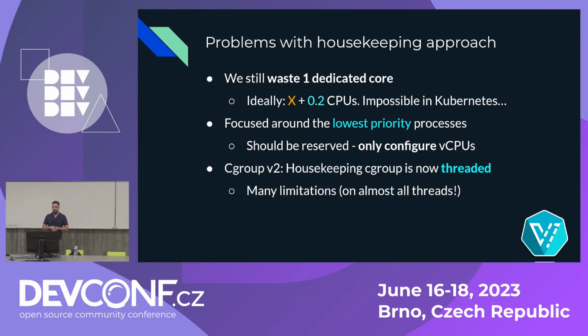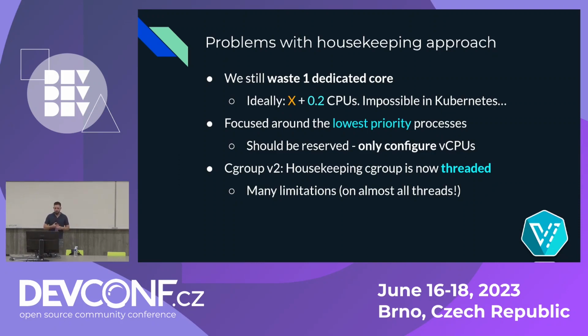So one problem is that we still waste one dedicated core. And ideally, we would have said to Kubernetes, we need X dedicated cores plus 0.2 shared CPUs. Because we don't really want all of the low priority threads to run on dedicated CPU. But as we said, this is impossible in Kubernetes, because if you write something like 3.2 CPUs, you don't fill the requirements to having dedicated CPUs. So Kubernetes goes for an all or nothing approach. Either all of your CPUs are dedicated or none of them are dedicated.